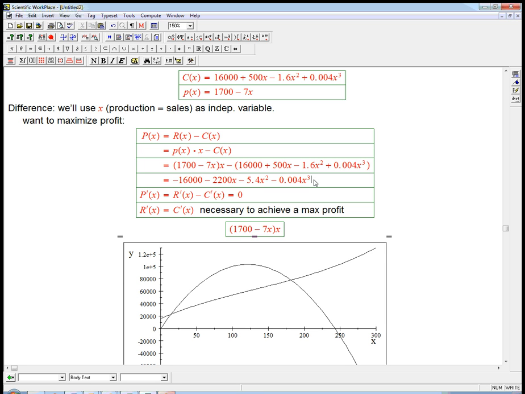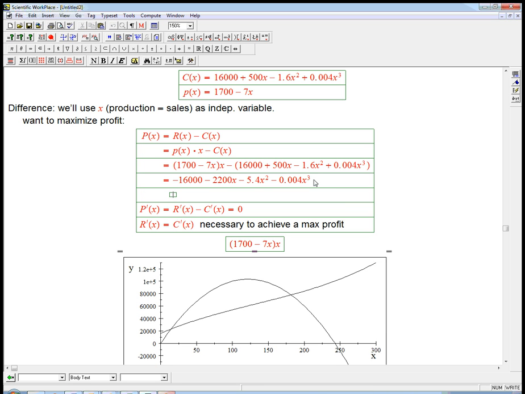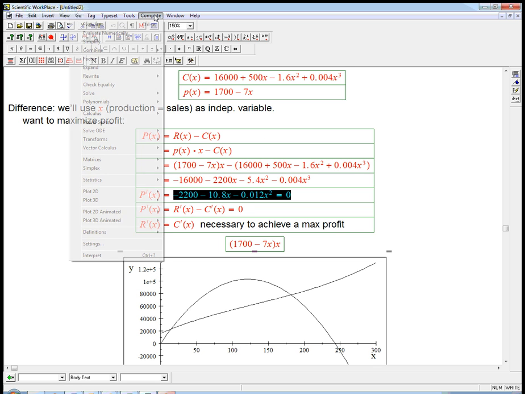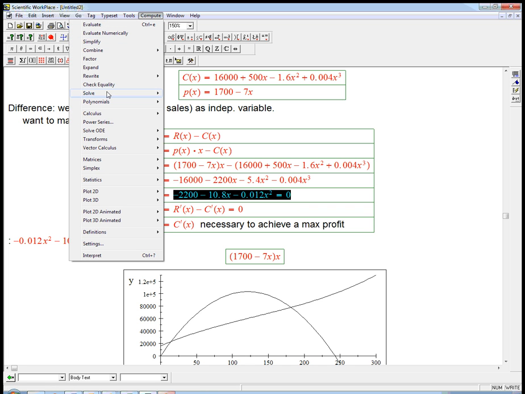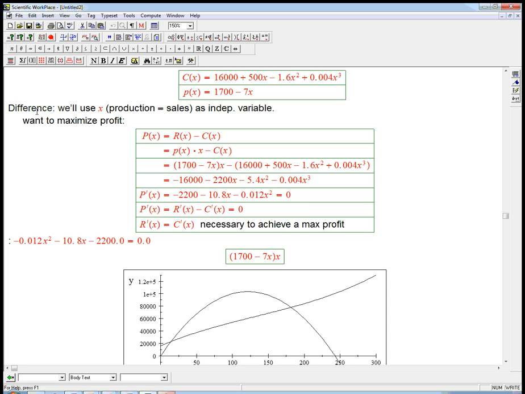Now let's go back here. Of course, we can always just take the derivative of this. We get minus 2200 minus 10.8x minus 0.012x squared, because it's a 3 coming in there. And we're just going to set that equal to 0. And that's where we would just need quadratic formula or numerical solve. Oops. I didn't want to evaluate. I wanted to solve. Sorry. Solve. Numeric. Okay.